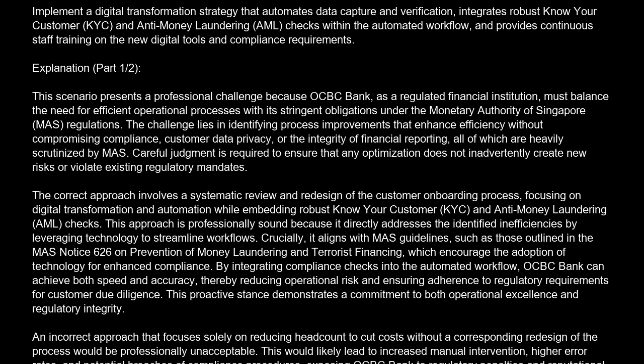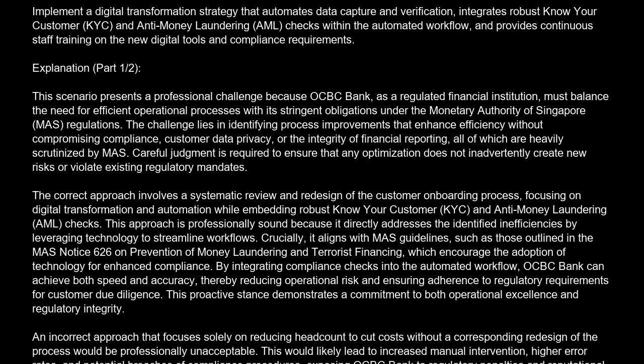The challenge lies in identifying process improvements that enhance efficiency without compromising compliance, customer data privacy, or the integrity of financial reporting, all of which are heavily scrutinized by MAS. Careful judgment is required to ensure that any optimization does not inadvertently create new risks or violate existing regulatory mandates.